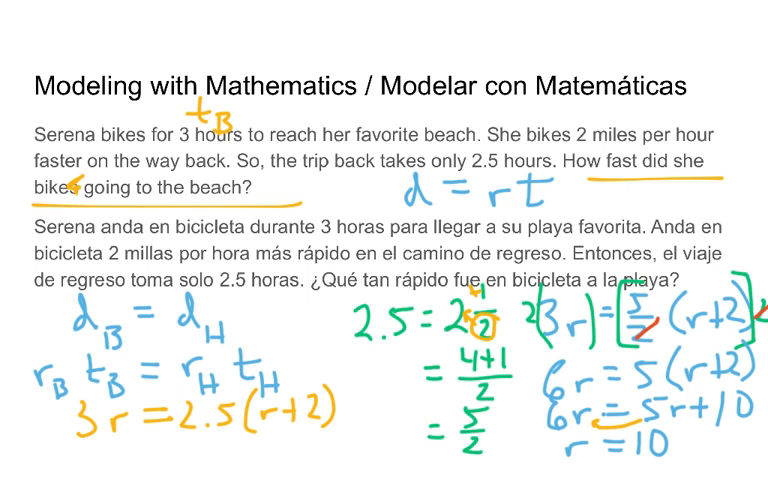And we need a unit because this is a real world context, and that is how fast did she bike going to the beach? And we need to think about our units. And so if we go to this formula, distance is equal to rate times time. The rate is right here, miles per hour. So MPH for short. And we could box that answer.